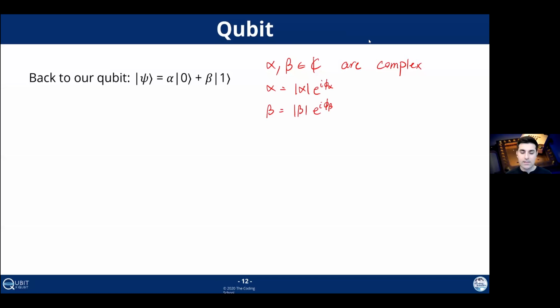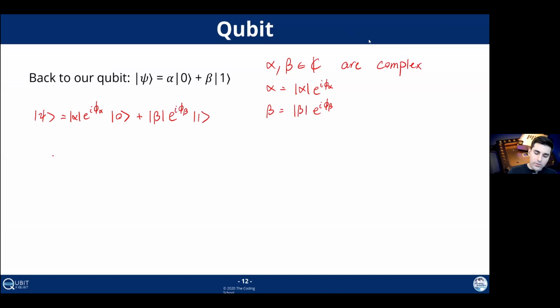Okay, so let's do that. Based on this, psi is going to be equal to the magnitude of alpha times e^(i phi alpha), so magnitude times phase of the first complex number in front of the 0 state, plus same deal, magnitude times phase in front of the 1 state. So the magnitude is just beta, and then the phase is e^(i phi beta) times the 1 state, of course.